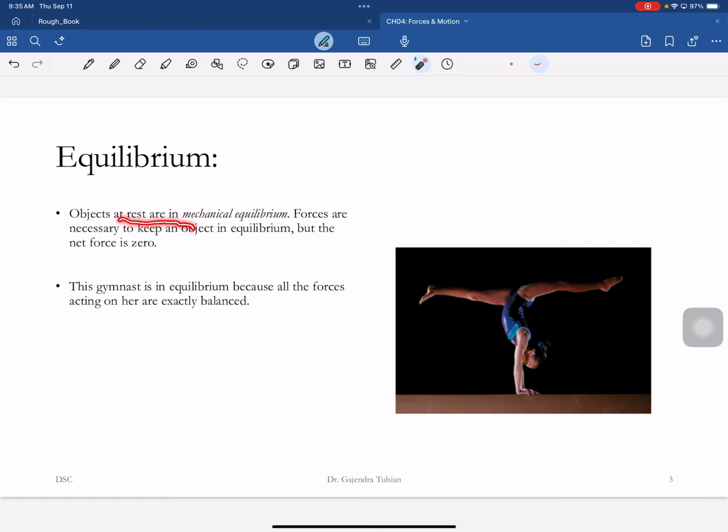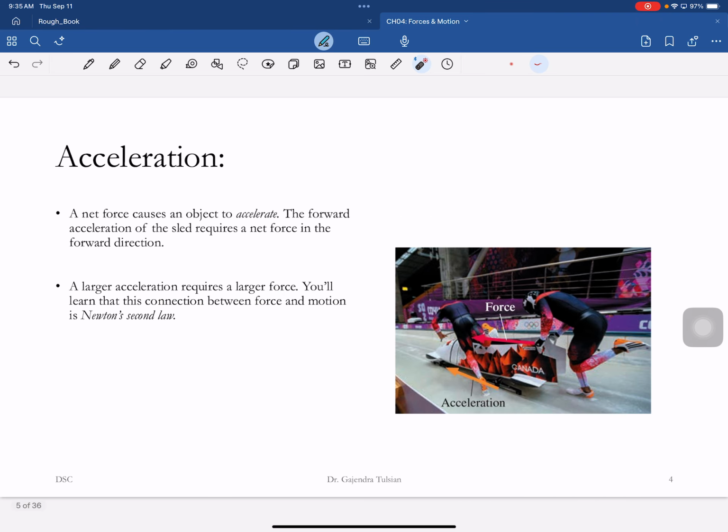Objects at rest are in mechanical equilibrium. Forces are necessary to keep an object in equilibrium, but the net force is zero. So if an object is in equilibrium and there are several forces acting on it, the sum of those forces is zero. The gymnast is in equilibrium because all the forces acting on her are exactly balanced, meaning they add up to zero.